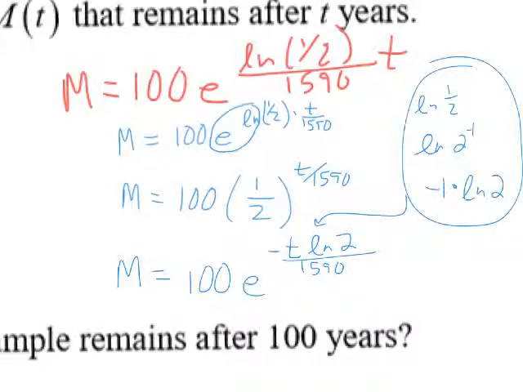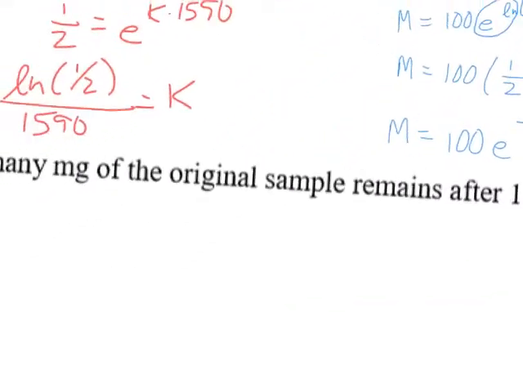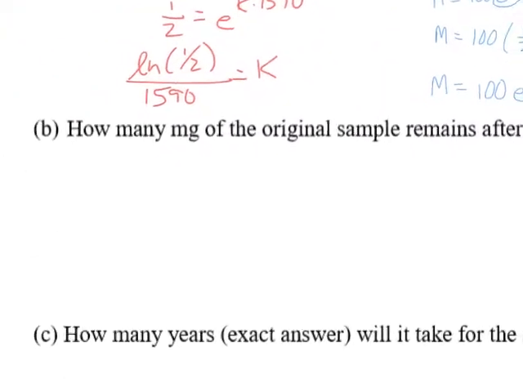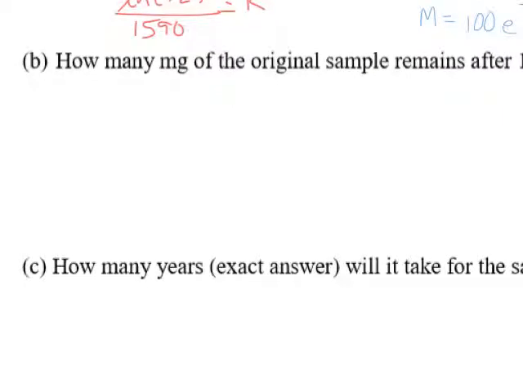So it's important to know that a lot of these exponential expressions have multiple ways that they can be expressed. So when you're tackling it as a multiple choice problem, you can see the different possible answers that might exist. Anyway, we have our equation now, and we want to move on to part B. How many milligrams of the original sample remains after 100 years? So this is just asking us, what is m of 100?